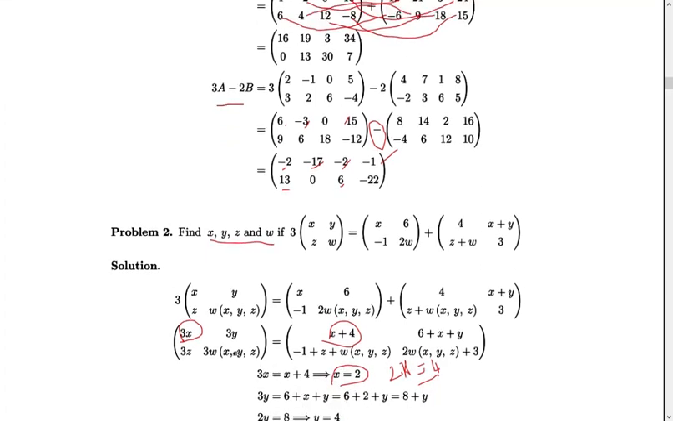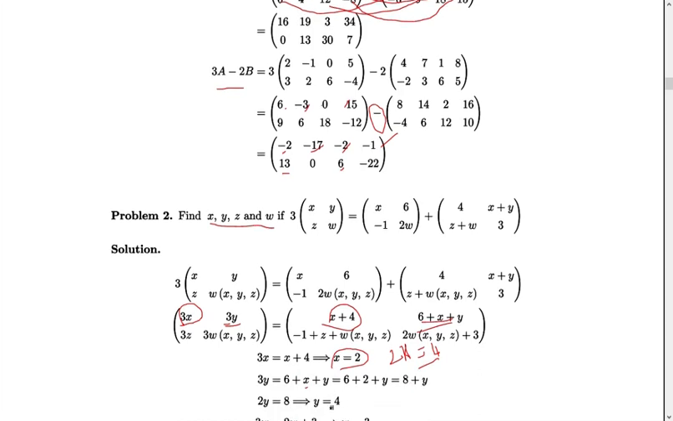So the second one: 3y is equal to 6 plus x plus y. Already we know the value of x. X is equal to 2. We are applying this value. 3y is equal to 6 plus x plus y. So 6 plus 2 plus y, that's 8 plus y.